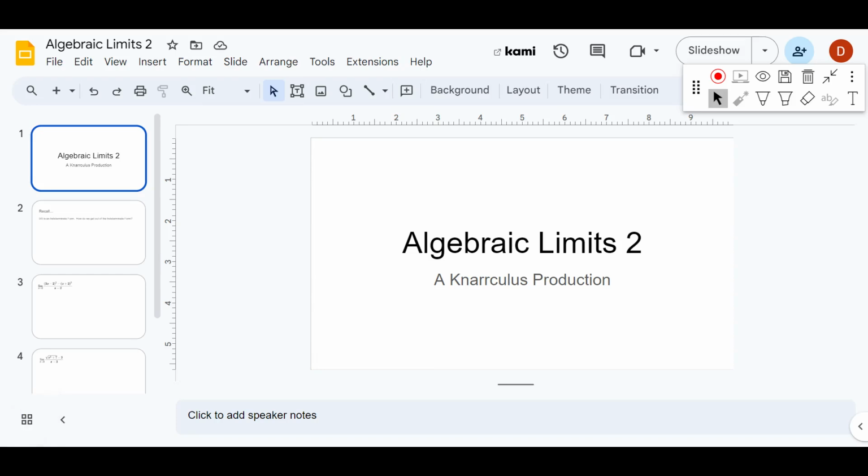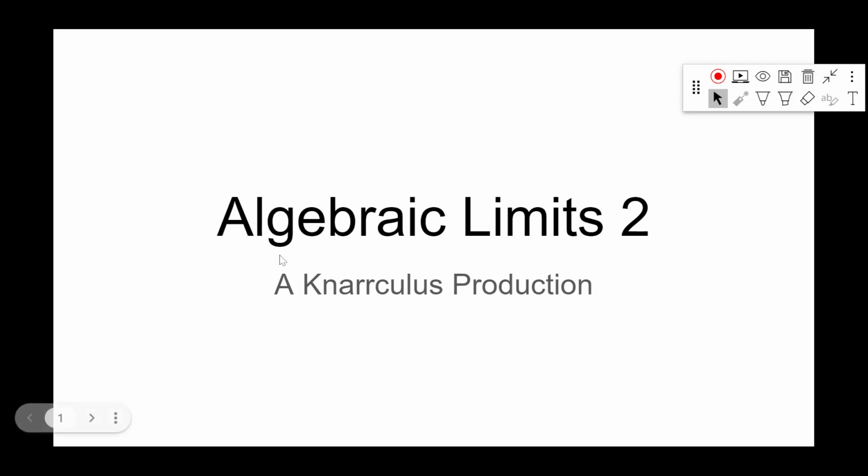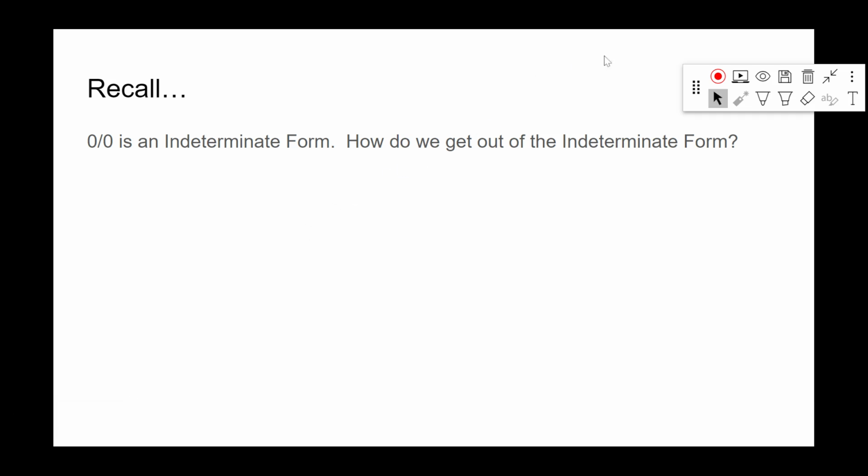Today, we're going to be talking about part 2 of algebraic limits. We're going to be using more of those techniques that you can use to get yourself out of an indeterminate form. Okay, we'll see how those work, and we'll also calculate a couple of limits that are going to be important, or one limit that's going to be important at the end. Okay, so let's get started.